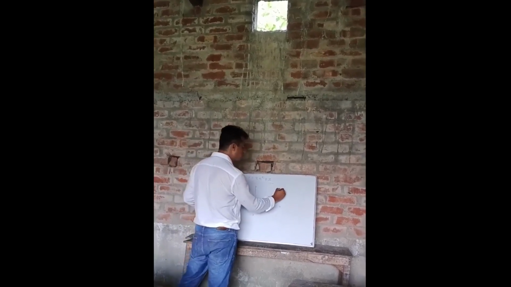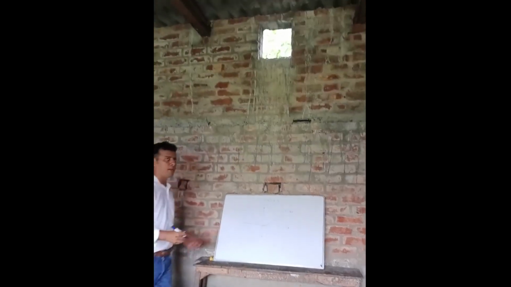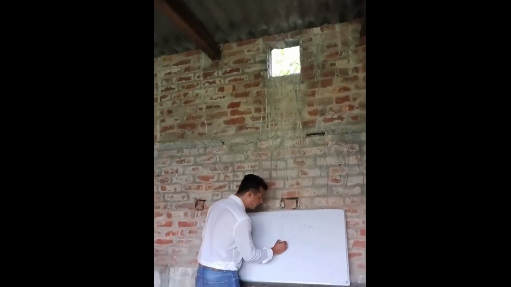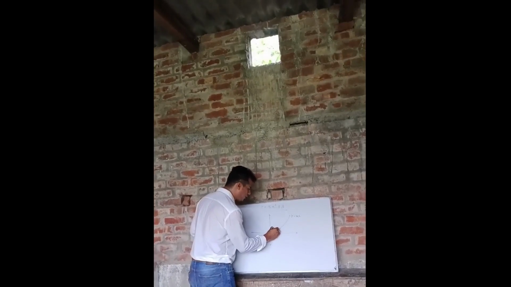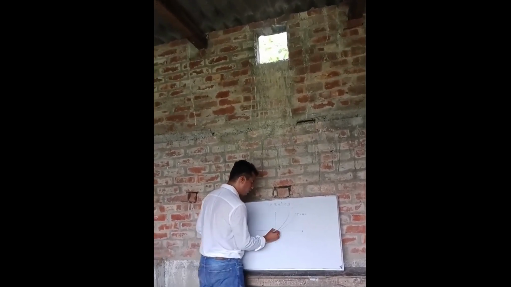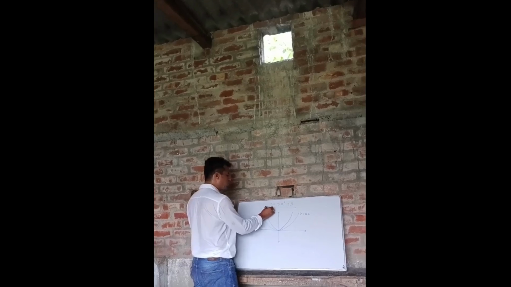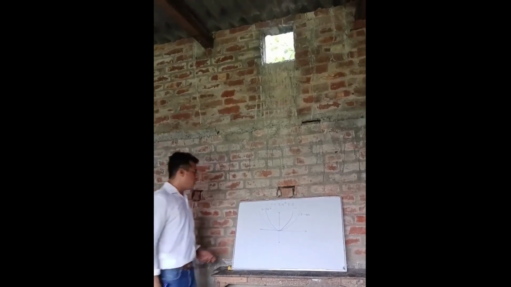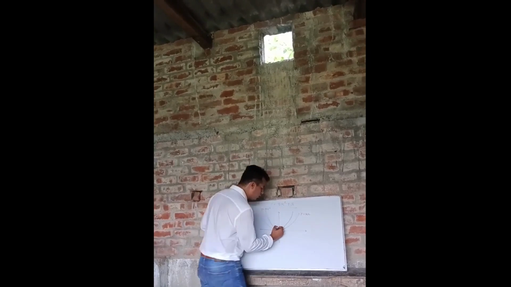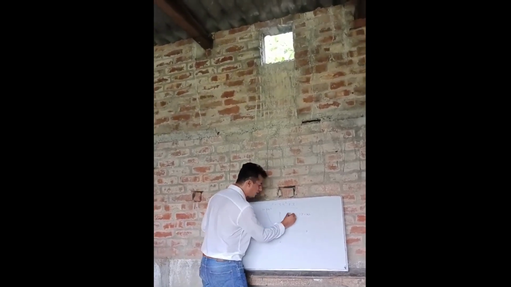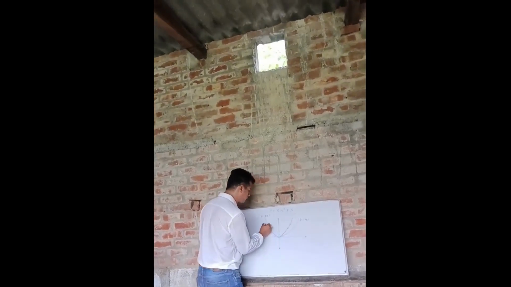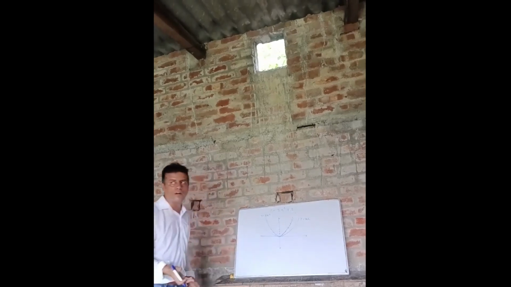This graph is y equals x square. And now 3x square. This graph will look like y equals 3x square. And now 3x square plus 3. So it will be 3 units. This graph will move by 3 units upward.